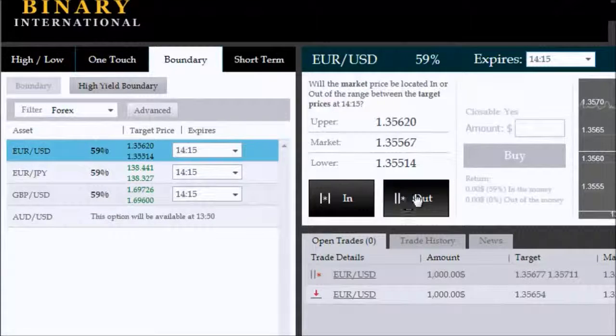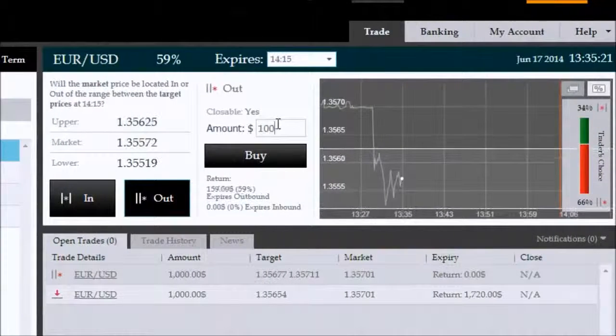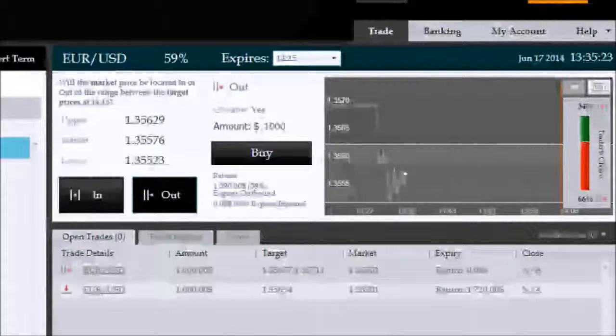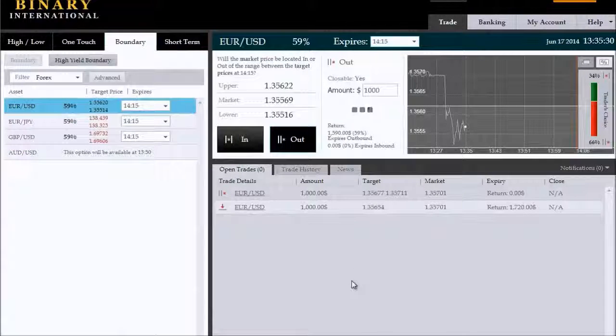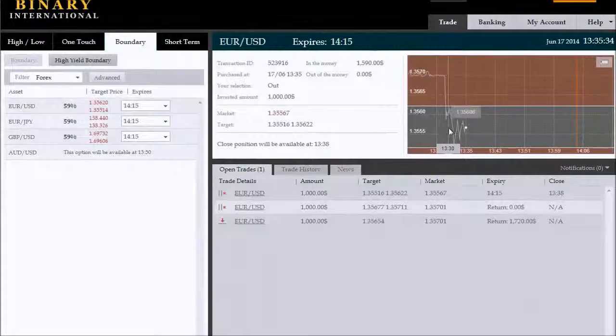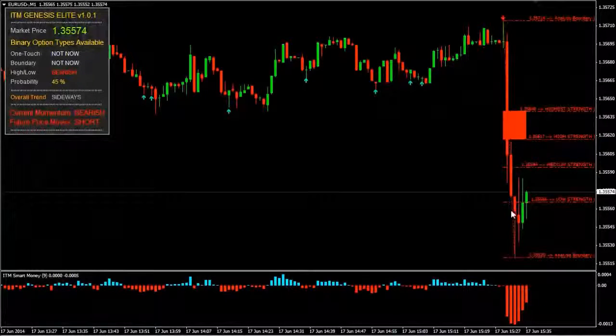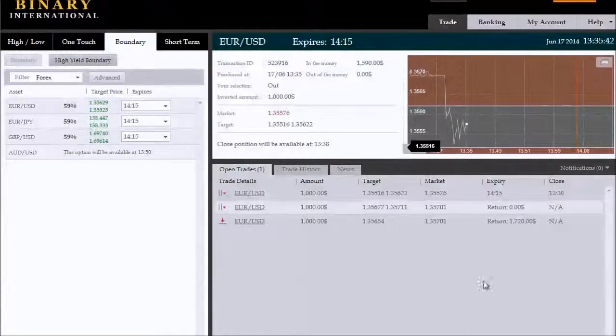So we'll go for an outside boundary Euro USD trade for $1,000 again, keeping investments fixed per trade to generate hopefully a good win rate. So far we have one loss, so we're okay for now. And we're going to get into this trade with $1,000 to expire at 14:15 and come back to you before expiry of this trade, unless another high probability trading opportunity comes in between, according to Genesis Elite, that we can take while this trade is still running.